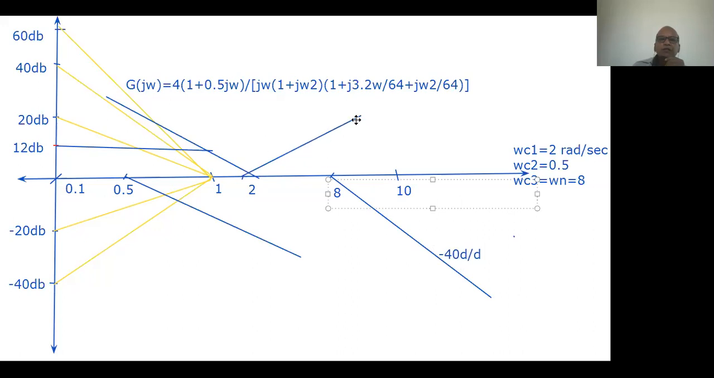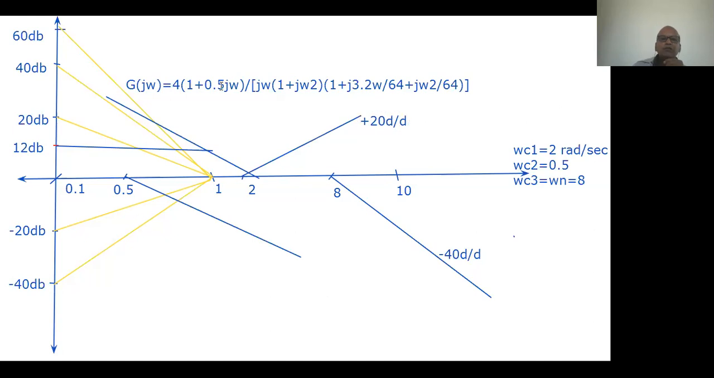Then this is the slope. At this corner frequency, which is equal to 2, the slope is plus 20 dB per decade.